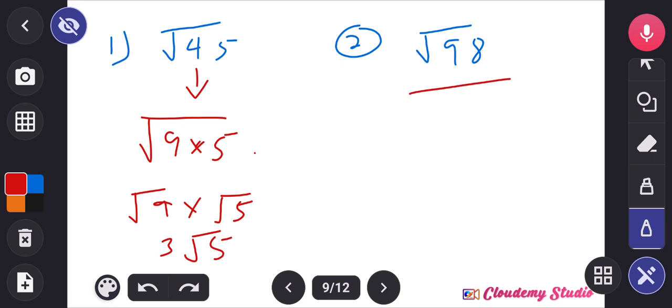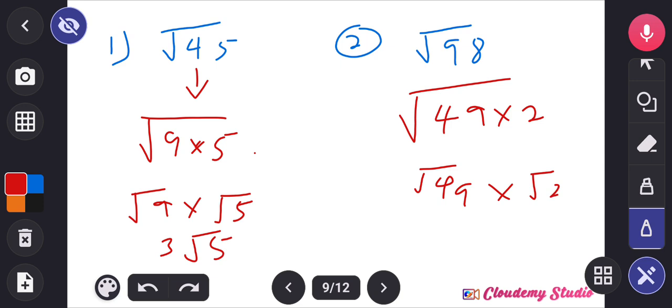You can solve this 98 the same way, because 49 multiplied by 2 equals 98, which means we can say this one is the same thing as root of 49 multiplied by 2. So this is the same thing as root of 49 multiplied by root of 2. Root 49 equals 7. So that will give us 7 root 2. So it's very, very simple, quite easy.